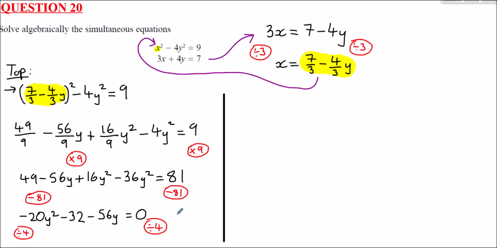So if I just give myself some more space and bring it over here. Minus 20y squared divided by minus 4 will give us 5y squared. I'll put the 56y first actually. So minus 56y divided by minus 4 is going to give us positive 14y. Then finally minus 32 divided by minus 4. I meant to put minus here, my mistake. That will give us positive 8.